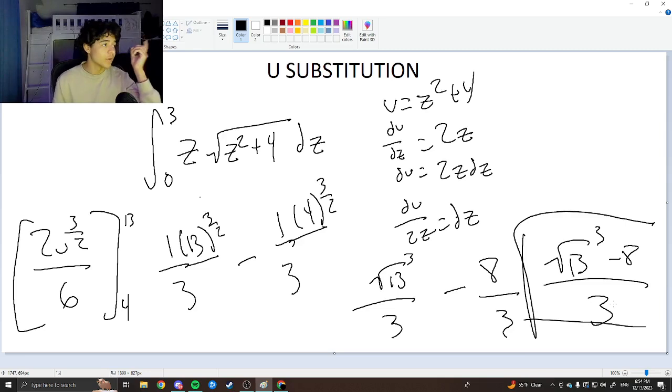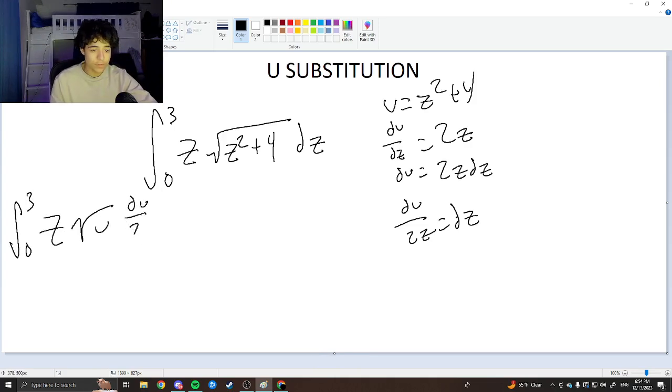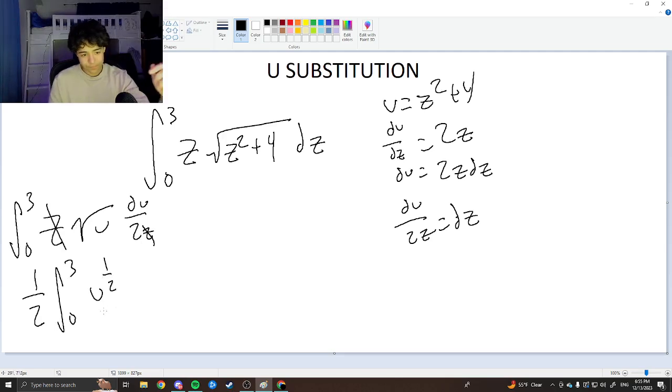Now let's look at the other way to solve this problem. The second way to solve this problem would be to write it out and keep this 3 and the 0 the same. So we'll go integral from 0 to 3 of z square root u du over 2z. These z's will cancel out, and we're left with 1 over 2, integral from 0 to 3, u to the power of 1 over 2.